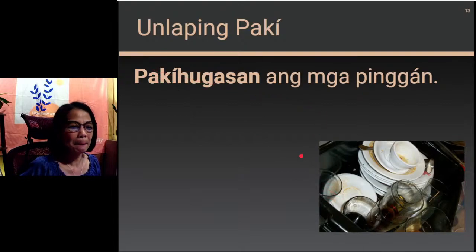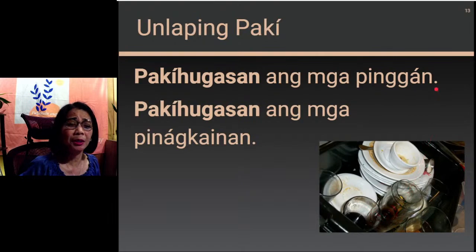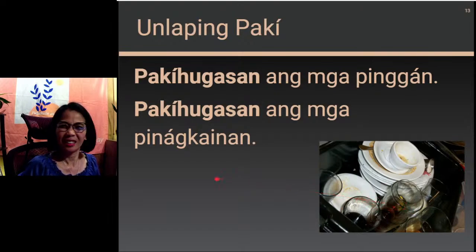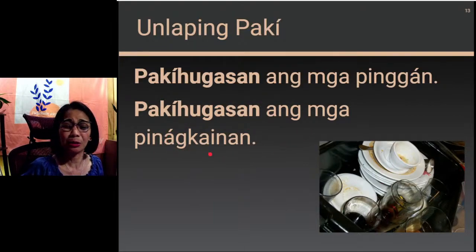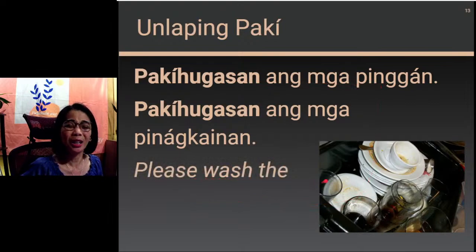Yes, pakíhugasan ang mga pinggan. If you don't want to use pinggan, because you mean everything, including spoon and fork and knives and glasswares. Pakíhugasan ang mga pinagkainan. Kelly, I don't know if this is new to you. Maybe not. Pinagkainan, root word kain. But of course, later on one-on-one, we will talk about this. Pinagkainan has become a verb already. Conjugated. Past tense. But in this case, a verb used as a noun in a sentence. Pakíhugasan ang mga pinagkainan. Pakíhugasan ang mga pinggan. So in English, you mean, please wash the dishes.